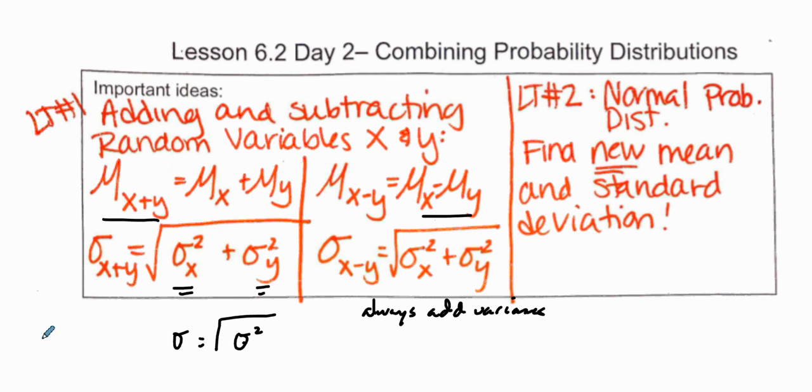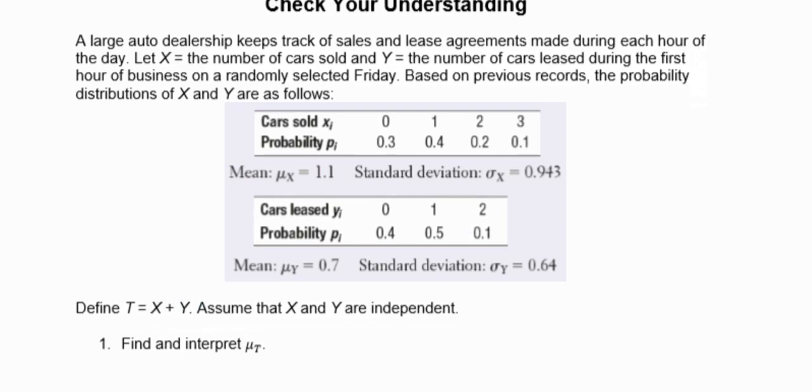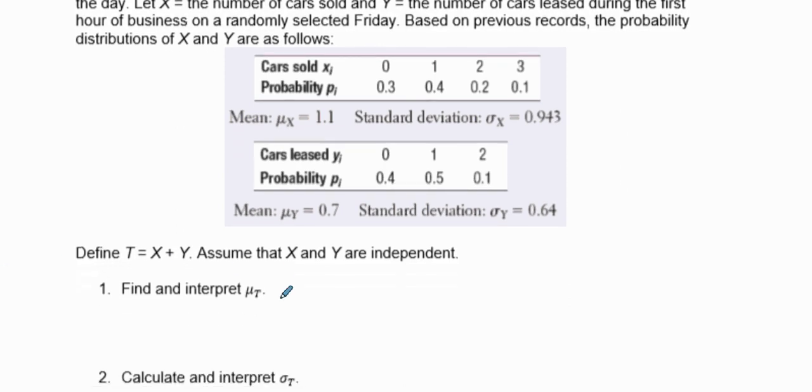All right, so without further ado, let's try a problem to check our understanding. A large auto dealership keeps track of sales and lease agreements made during each hour of the day. Let X be the number of cars sold and Y the number of cars leased during the first hour of business at a dealership. Based on the previous record, the probability distributions of X and Y are as follows. Here's our probability distribution of cars sold and of cars leased. We're going to define T as X plus Y. Assume X and Y are independent of each other. From here, we're going to find the mean of T.